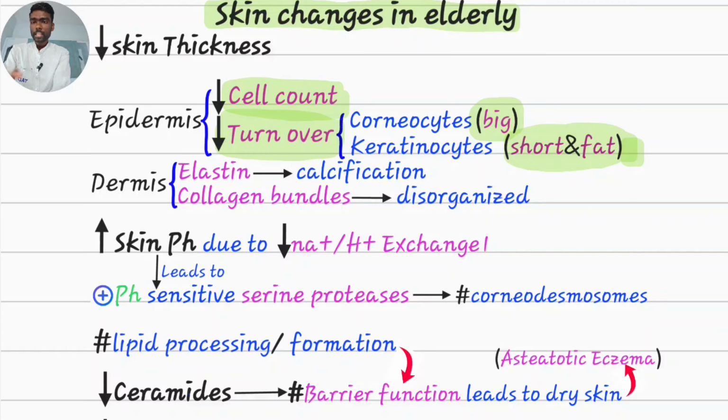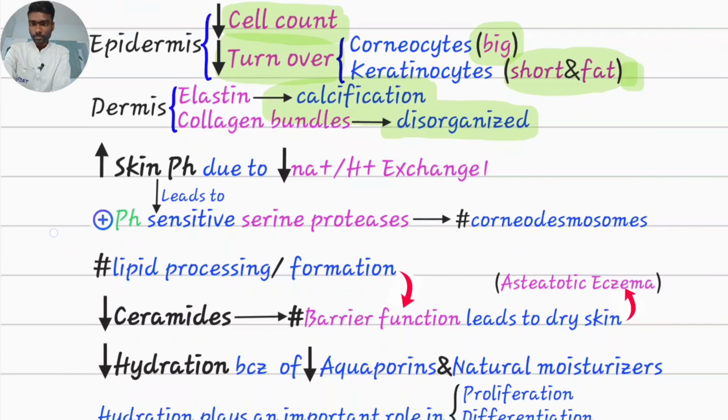In dermis, there will be reduction in both elastin and collagen. Mainly elastin will undergo calcification and collagen bundles will become disorganized. Overall, in old age, there will be reduction in skin thickness.